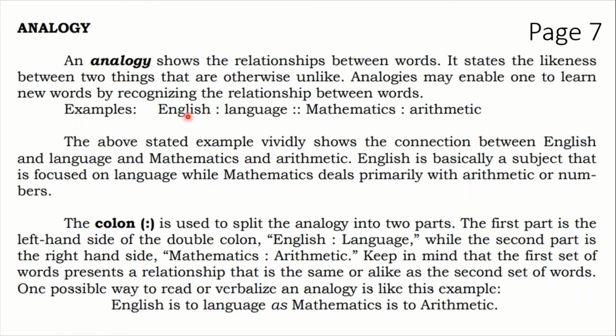Examples: English is to language as mathematics is to arithmetic. The above stated example vividly shows the connection between English and language and mathematics and arithmetic. English is basically a subject that is focused on language, while mathematics deals primarily with arithmetic or numbers.